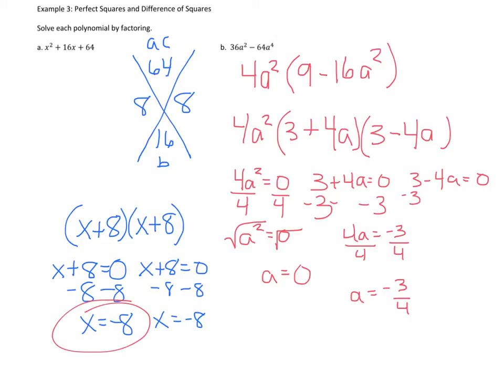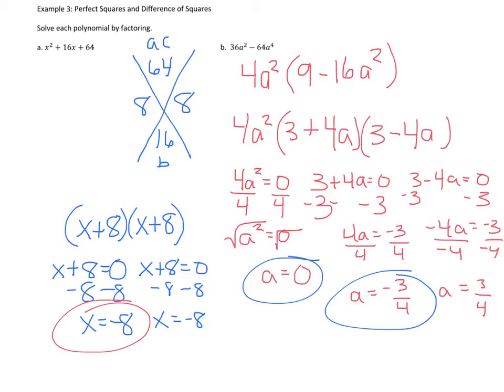And then subtract the 3 from both sides, so I have negative 4a equals negative 3, divide by negative 4. So we end up with a is equal to positive 3/4. And those are my final answers. A equals 0, a equals negative 3/4, and a equals positive 3/4.